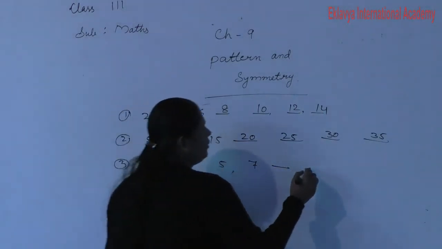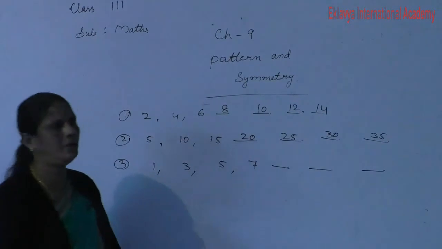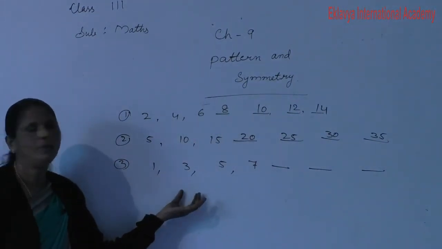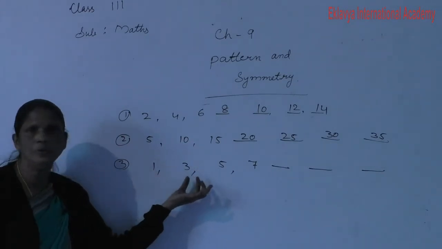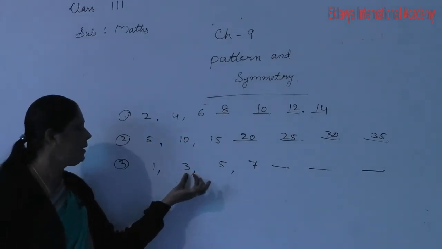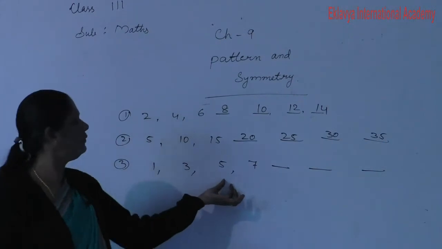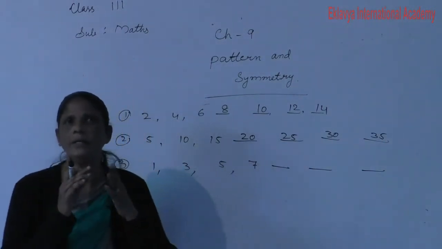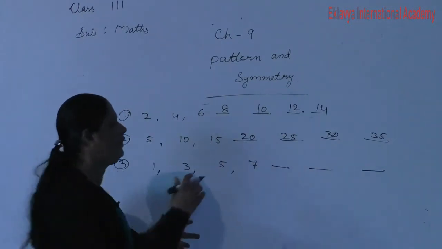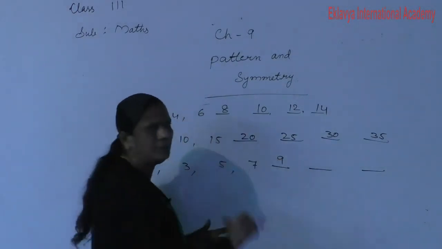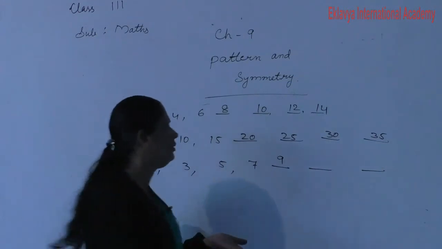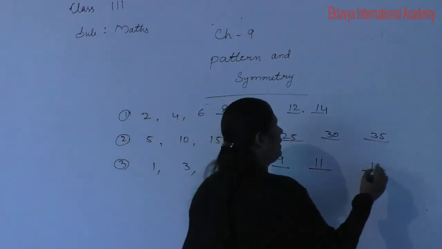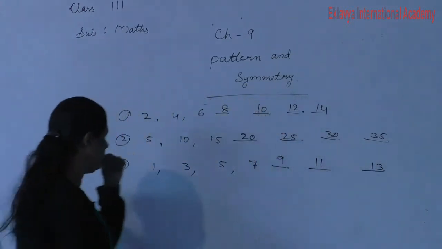Then next you fill this. Here 1 plus, we add 2. 1 plus 2, 3. Then 3 plus 2, 5. 5 plus 2, 7. Then we add 7 plus 2, we get 9. Then 9 plus 2, 11. Then 11 plus 2, 13. Understand?